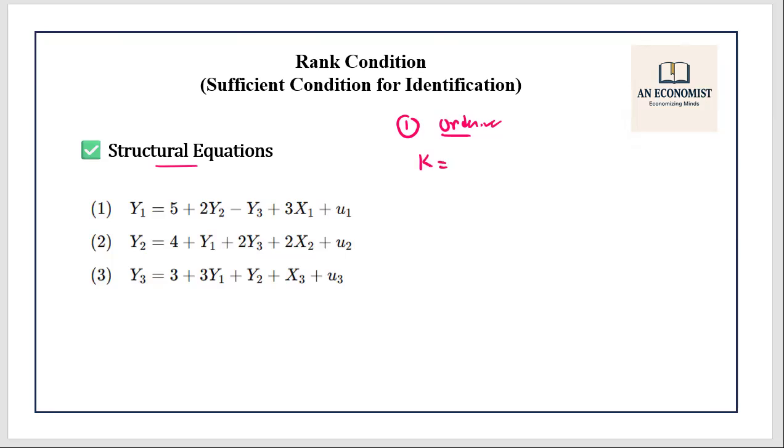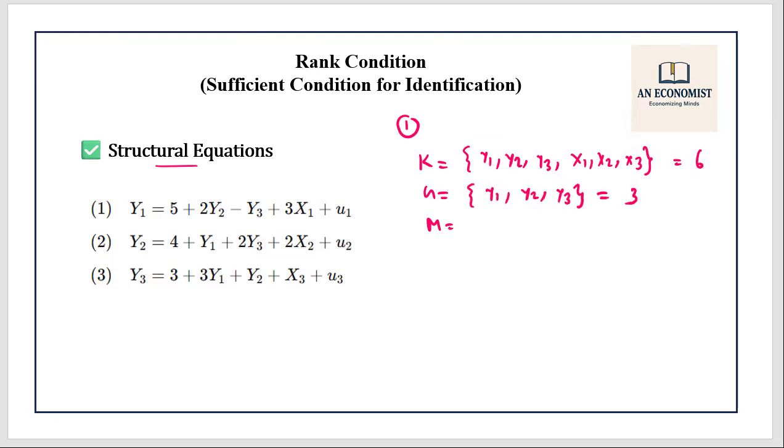For that, you have to know the k value, g value, and m value for each of these equations. So let us take the first equation only. First equation, so k value remains always the same. Y1, Y2, Y3 are the endogenous variables, and x1, x2, and x3 are the exogenous variables. So altogether, you have six variables in the system. So k is 6. This remains the same for all the equations. G is the total number of endogenous variables, or total number of equations in the system. So that will be equal to 3.